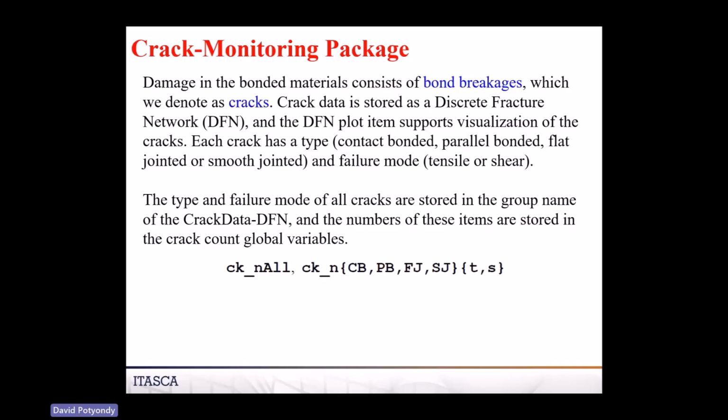For each crack, it tracks the type. It's either a contact bonded crack or a parallel bonded crack, and it has its failure mode, whether it was tensile or shear failure. These are all global variables. This is crack information, all of them, the total number of cracks. This would be crack number PB, so that's a parallel bonded crack, tensile failure or shear failure. This is the naming convention of these things.